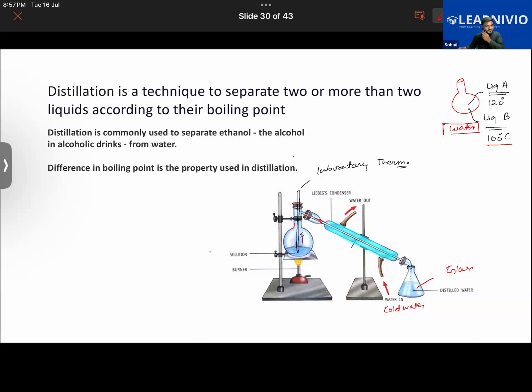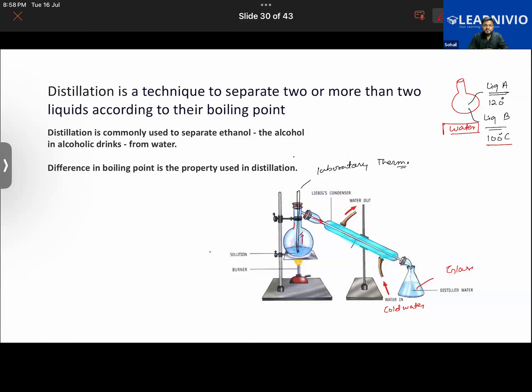Sir, what will happen if liquid B was 113 and liquid A was 120? Do we still have to keep the temperature at 100? Halima, will you please repeat your question once again? If liquid A was 113 and liquid B was 120, do we still have to keep the temperature at 100? No, there we will first of all maintain the temperature of the liquid which has the lower boiling point.